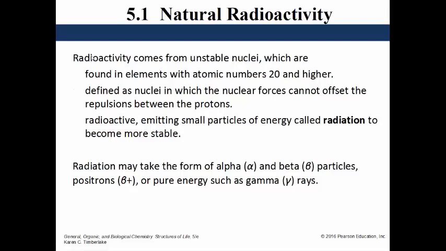Now, radiation will take the form of different types of particles: alpha, beta, positrons, or pure energy such as gamma rays. And you see these symbols here: alpha, then beta, and then positron, the same symbol as beta but with a plus sign. And then gamma rays look like a lowercase y. Those are the Greek letters.